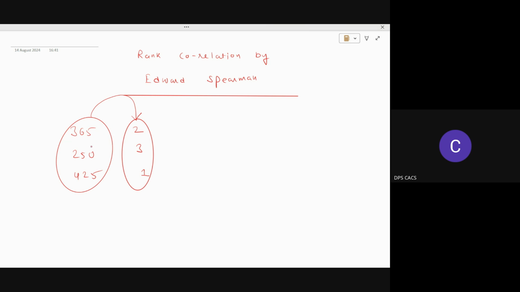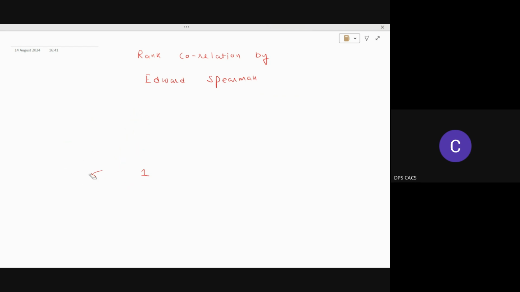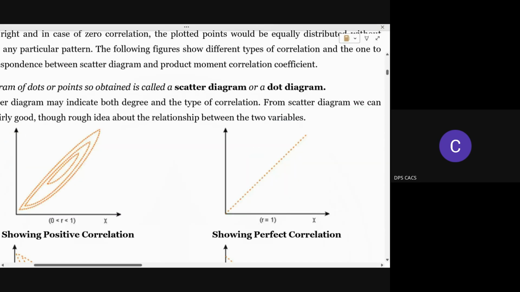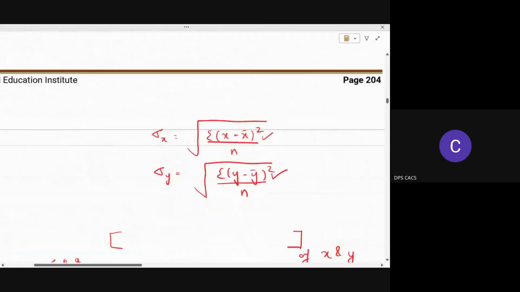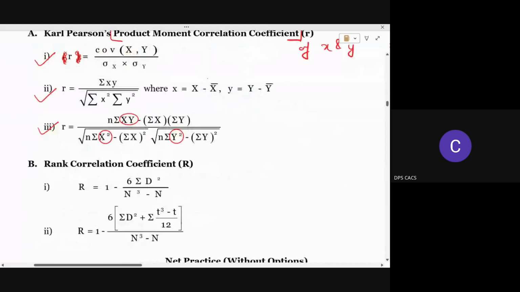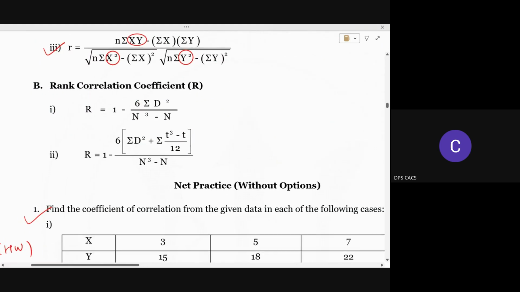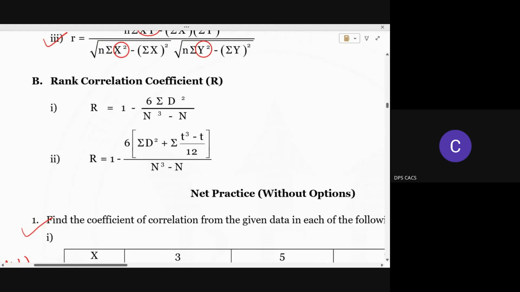Now, how will I solve this? Rank correlation can be solved with 2 formula. If I come back to the material, in same formula page, which was page number 205, you have 2 formula. Anyone who has done this topic in the past? Why there are 2 formula?